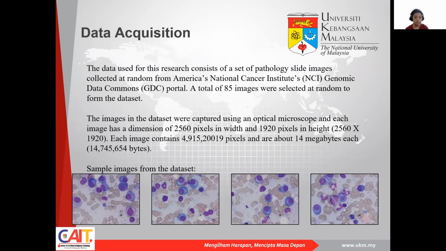For data acquisition, the data used for this research consists of a set of pathology slide images collected at random from America's National Cancer Institute's Genomic Data Commons portal. A total of 85 images were selected at random to form the dataset. The images in this dataset were captured using an optical microscope, and each image has a dimension of 2,560 pixels in width and 1,920 pixels in height. Each image contains 4.9 million pixels and is approximately 14 megabytes. Below, I've added 4 sample images that are taken at random from the dataset.